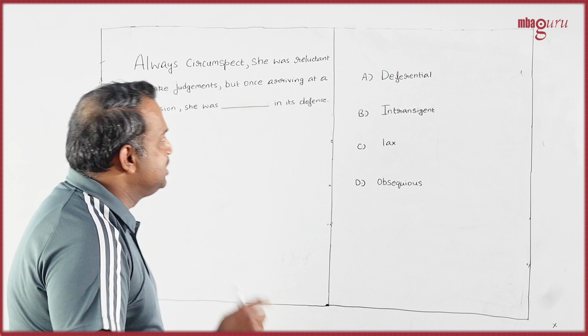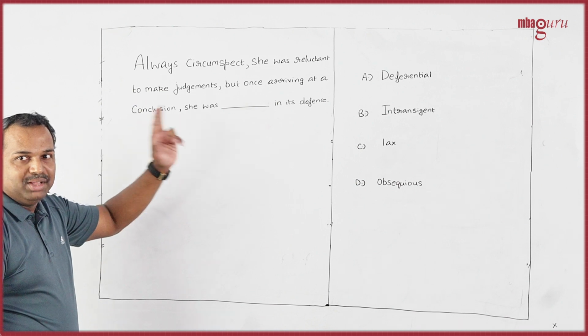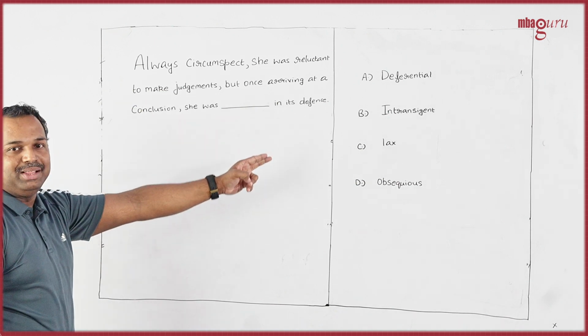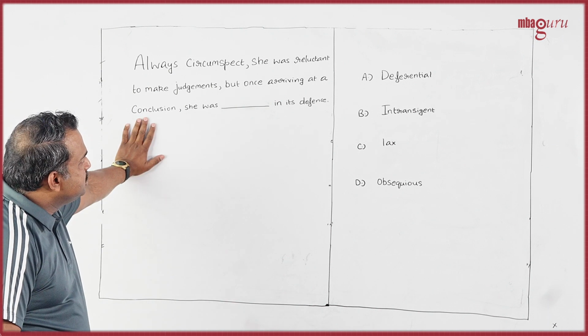So the first thing that you need to do is understand what the sentence is saying. Once you decode that, elimination between the answer choices is ridiculously simple. So let's focus on the sentence.